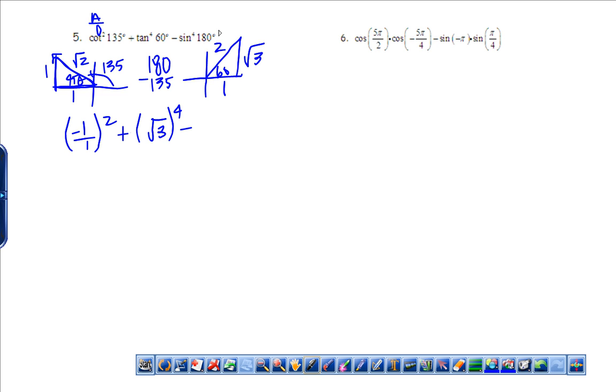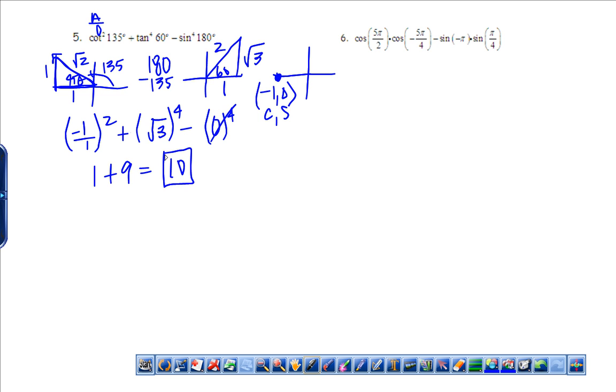Okay, sine of 180. So 180 is over here. So this is negative 1 and 0. Remember, this is cosine and this is sine. So sine of 180 is 0. And I'm taking it to the 4th power. So this doesn't matter. Negative 1 squared is 1. The root 3 to the 4th power is 9. And so my final answer is 10. That turned out pretty easy.